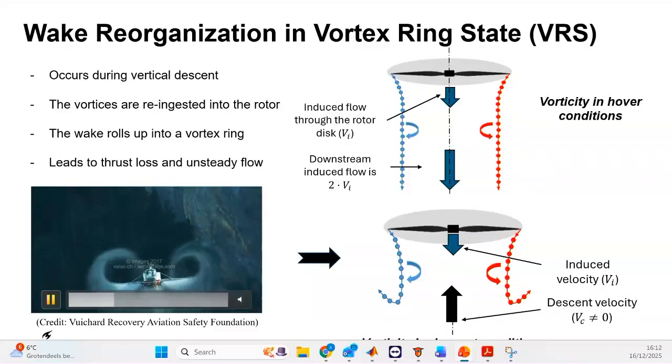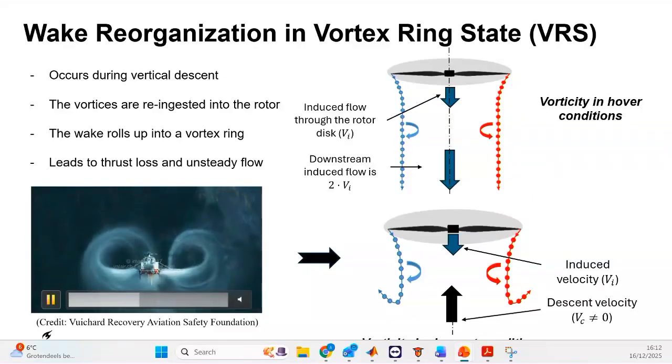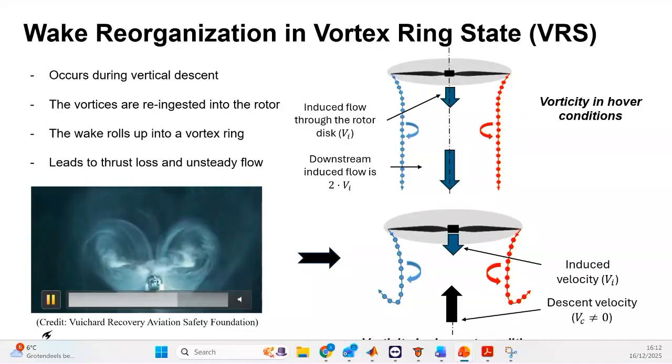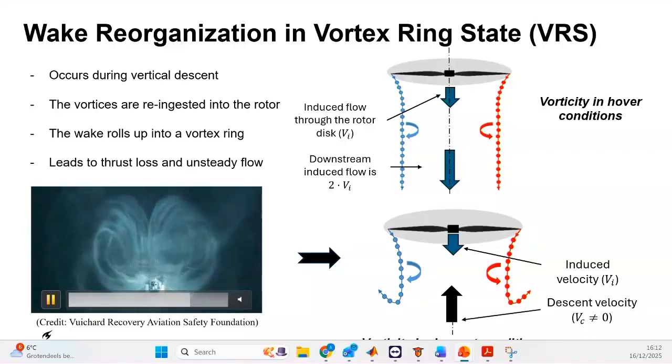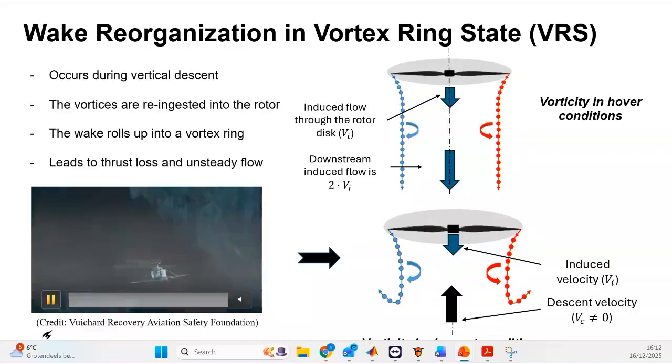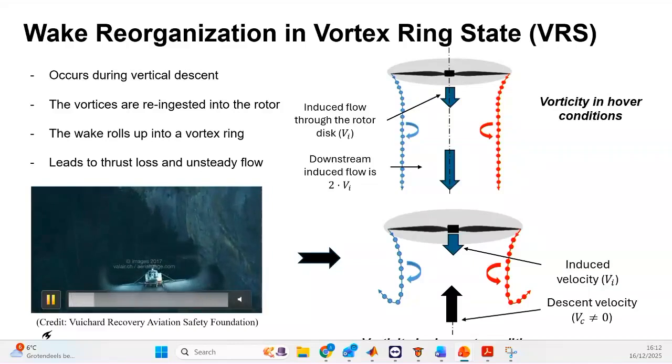The formation of this vortex causes a loss in thrust, and there are many possible outcomes; for example, the helicopter can crash. In this figure, we see the formation of this vortex ring, and also we can see how the pilot is trying to increase the descent velocity to move the vortices upstream to recover the helicopter. It is one of the techniques.